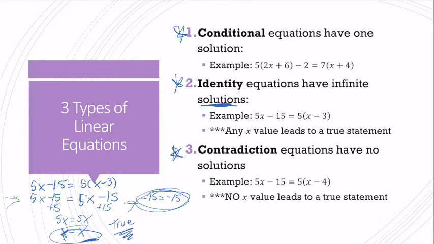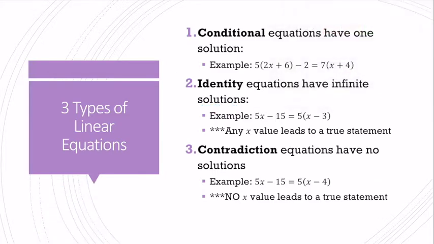So let me go ahead and clear the writing so I can show you what happens with a contradiction. Remember, for an identity, you get a true statement. So for a contradiction, think about what might happen there. For a contradiction, you're going to have no solutions. You could also use this symbol, that's the empty set, but no solutions.